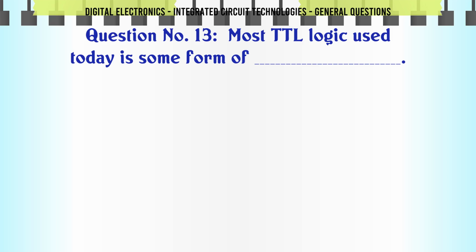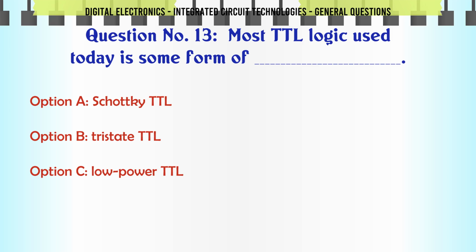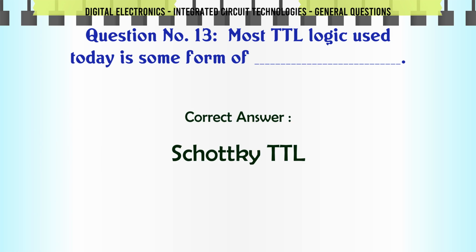Most TTL logic used today is some form of A, Schottky TTL. B, tristate TTL. C, low power TTL. D, open collector TTL. The correct answer is Schottky TTL.